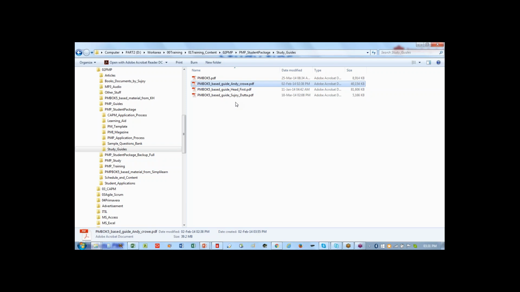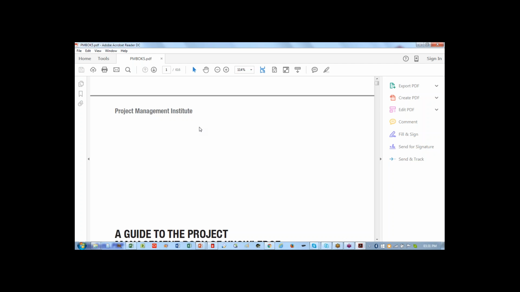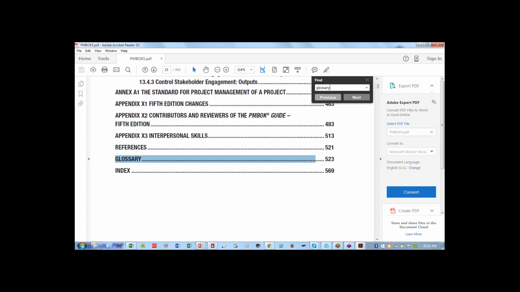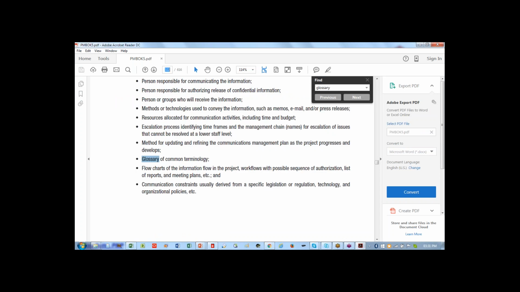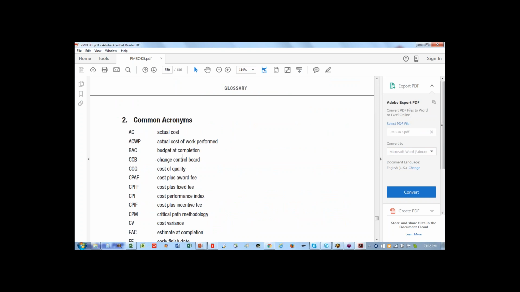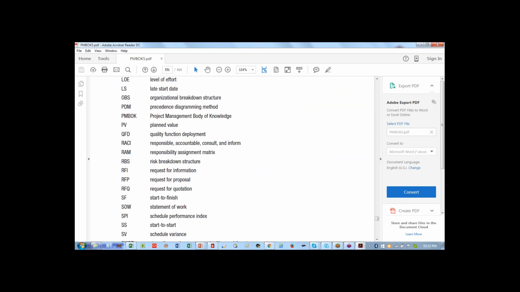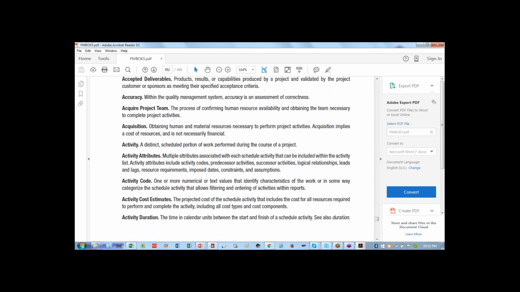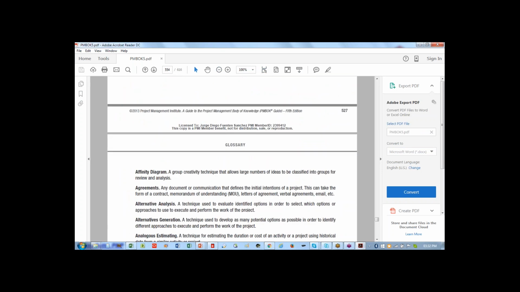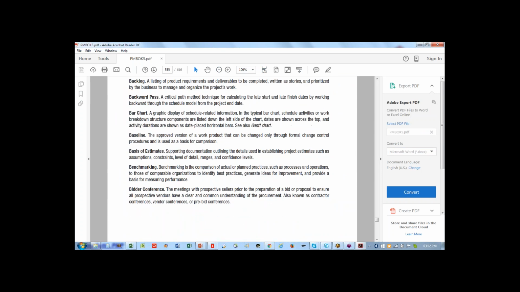See, when you get the PMBOK, you just take a printout of the glossary. The glossary starts from 550. You take a printout of the glossary pages only, right? I believe that would be around, say, 10 pages, not too much paper. So you take a printout of the glossary and you read the glossary.